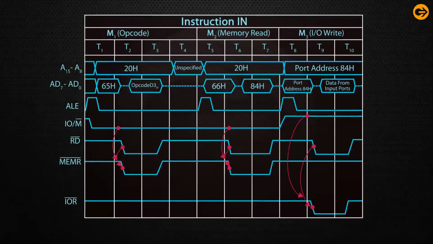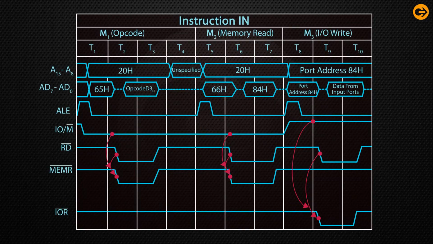Machine cycle M3 is similar to the M3 cycle of the OUT instruction. The only differences are the control signal is RD bar instead of WR bar, and data flows from an input port to the accumulator rather than from the accumulator to an output port.